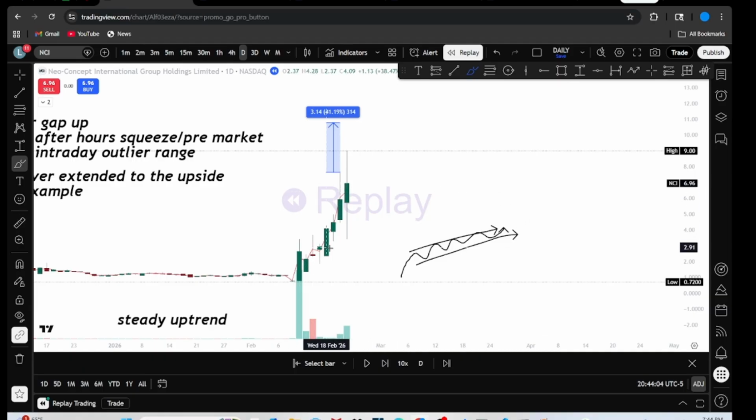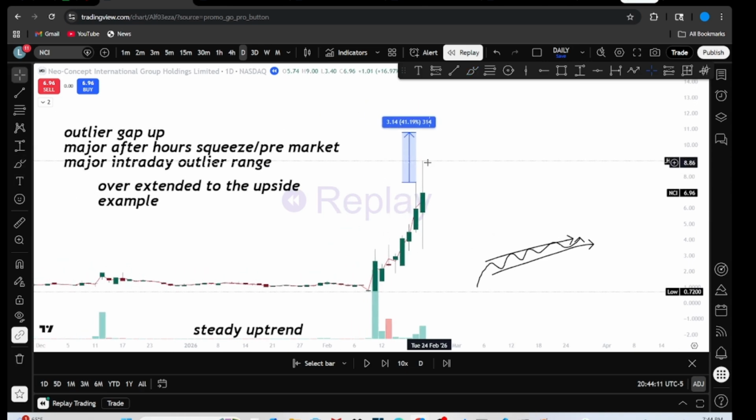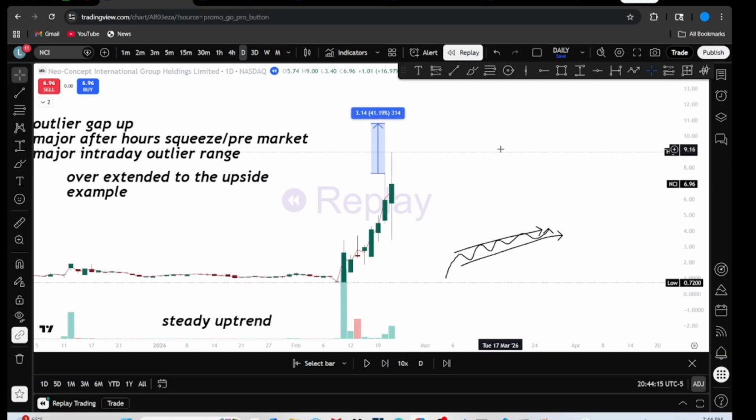We saw a consistent trend, a big green day, and then that big move in the after hours up to $11, which, because it was after hours, you can't even see on this chart. And so those are essentially all the nuances of what I'm looking for on an overextended trade to the upside.